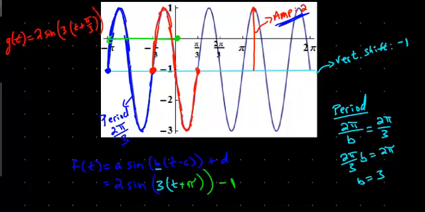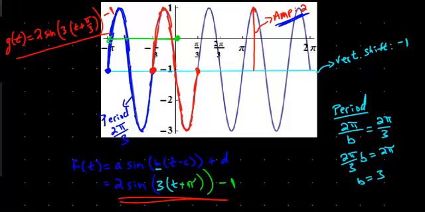Okay, and then minus 1. So that's 2 representations of this function. So we have one here, that g of t, then we have one here, the f of t.